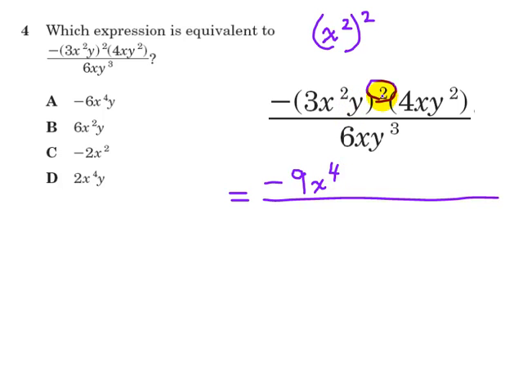And then I have y, and there's an understood 1 here, so y to the 1st squared. When I multiply 1 and 2, I get y squared. So this set of parentheses is taken care of. Now this one, there's really nothing to do, so I'll just copy my denominator. It has no parentheses, so just copy it as well.